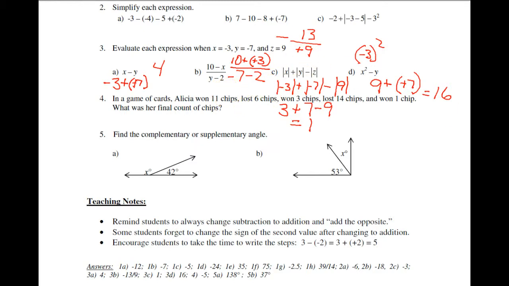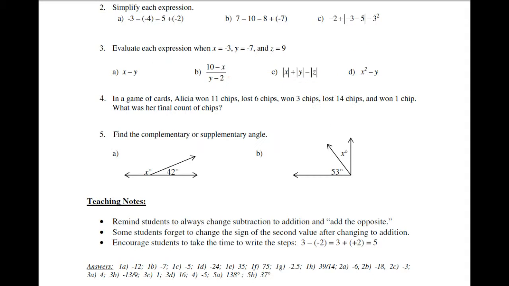All right, let's go on to number 4. In a game of cards, Alicia won 11 chips. So that would be like a plus 11. Lost, 6 chips. Won, 3 chips. Lost, 14 chips. And won, 1 chip.